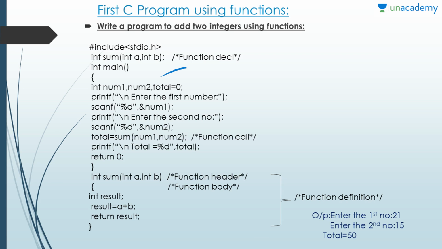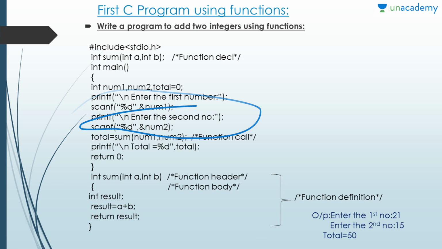We have two variables num1 and num2 of integer data type. We have to store the final answer, the addition, in a third variable of integer type, called total, which currently has the value 0. Then printf: enter the first number and enter the second number. You know this. Then total here is the function calling.